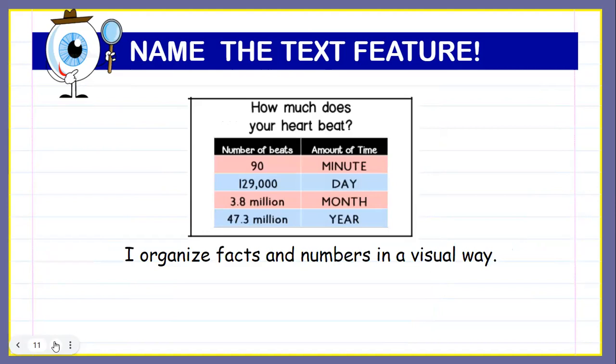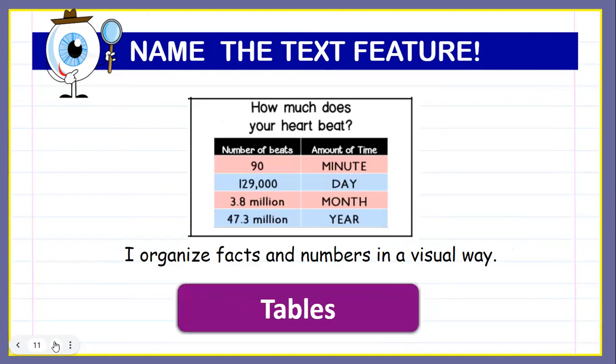All right, name the text feature. I organize facts and numbers in a visual way. Now, if you thought of tables, then you are correct. Tables organize facts and numbers in a visual way. So tables are text features, and they organize facts and numbers in a visual way.